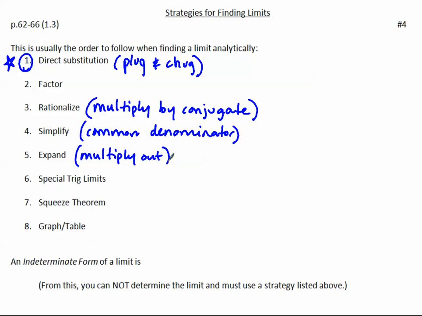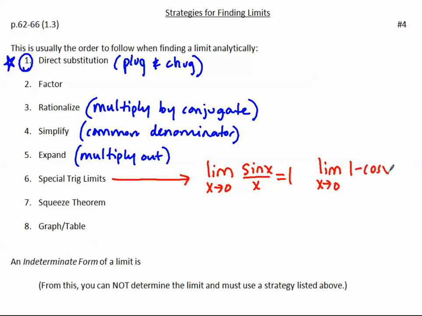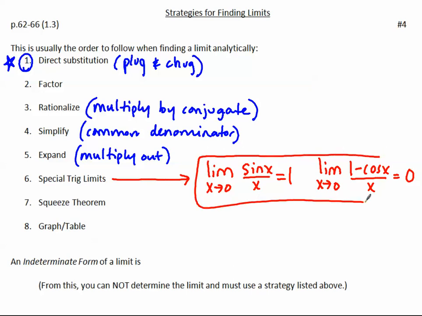The special trig limits, you're going to have to memorize what these look like. The limit as x approaches 0 of sine of x over x equals 1, always, and the limit as x approaches 0 of 1 minus cosine x over x equals 0. Highlight these, box them, star them, do something, memorize them. Whatever it takes, you need to learn to recognize these and evaluate them when you see them.